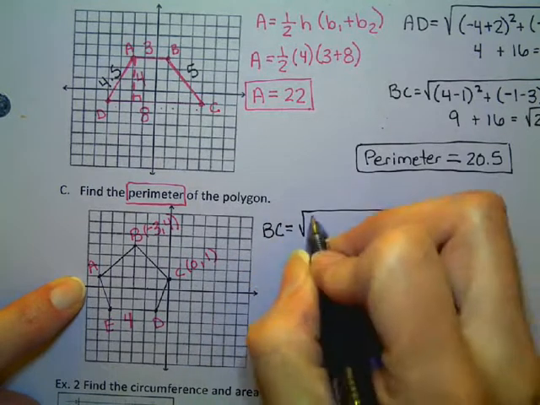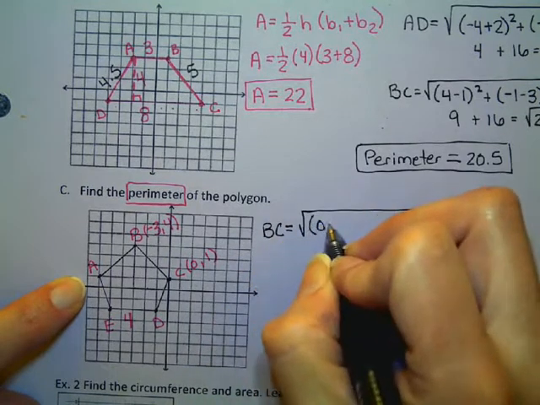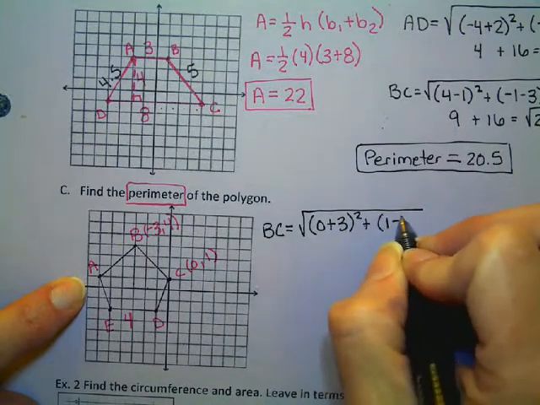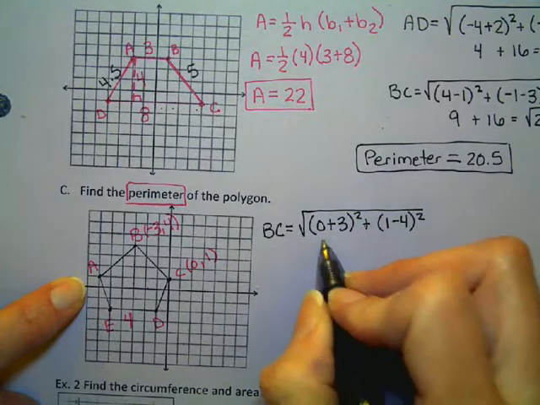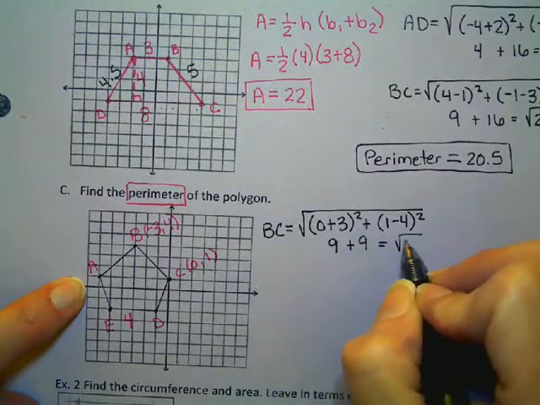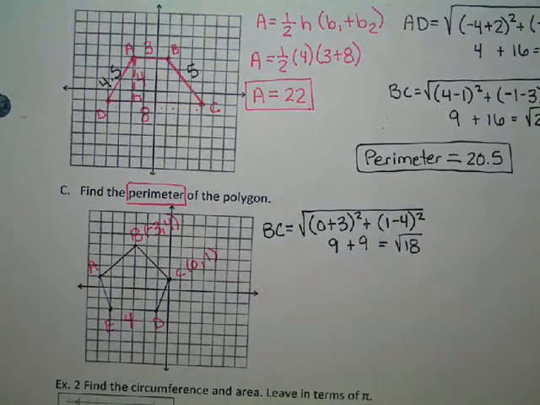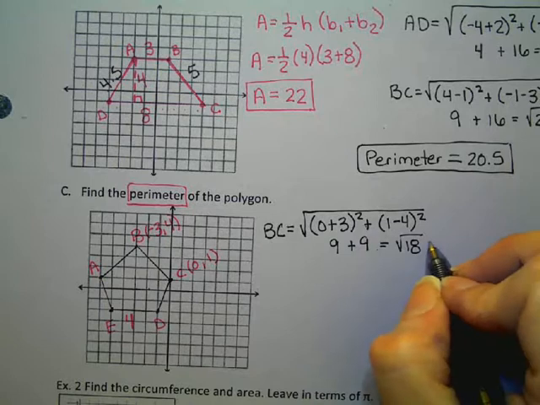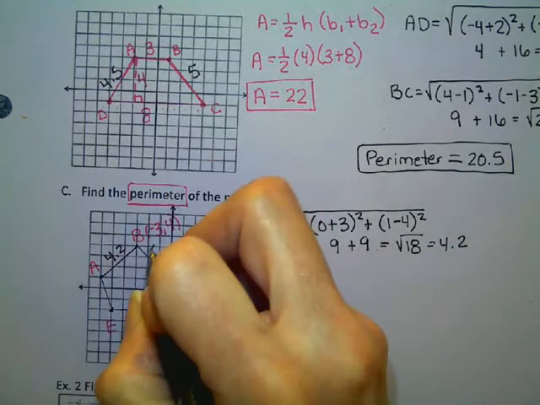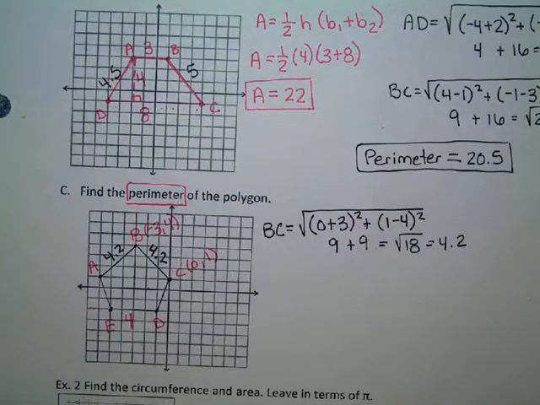BC would be, let's say 0 minus -3 makes it a plus, 1 minus 4. 3 squared is 9. -3 squared is also 9, so that's square root of 18. Let's see what that is. Square root of 18, to the nearest tenth, would be about 4.2. Okay, so I'm going to write 4.2 here and 4.2 here.